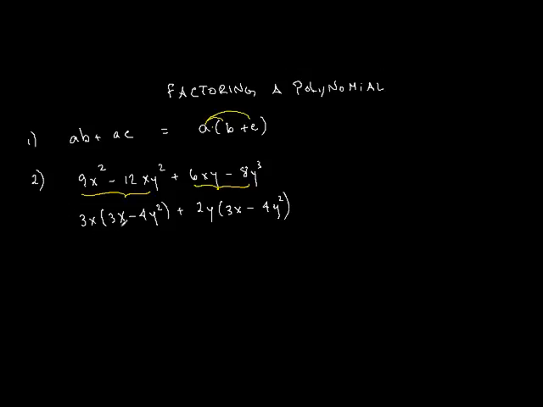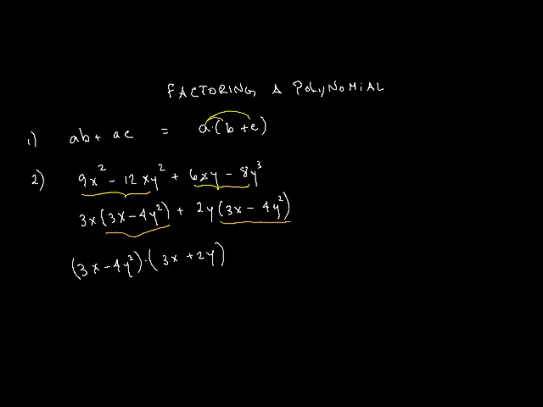we see that everything in this bracket over here is identical to everything in the bracket over here. So one more time I'm going to factor out, but this time I'm factoring out from these two terms the content of the brackets. So I've got 3x minus 4y squared being factored out, and what's left is the coefficients in front of the brackets. So there's 3x here plus 2y. And so now it's completely factored.